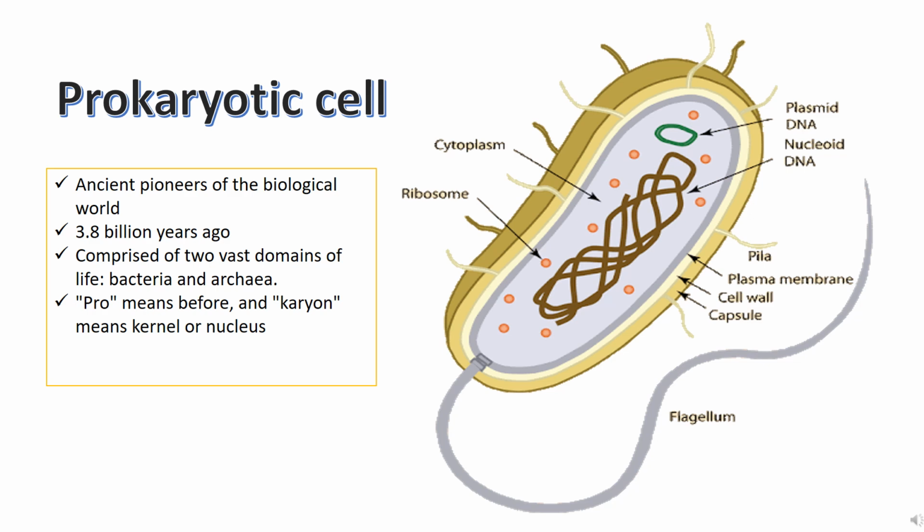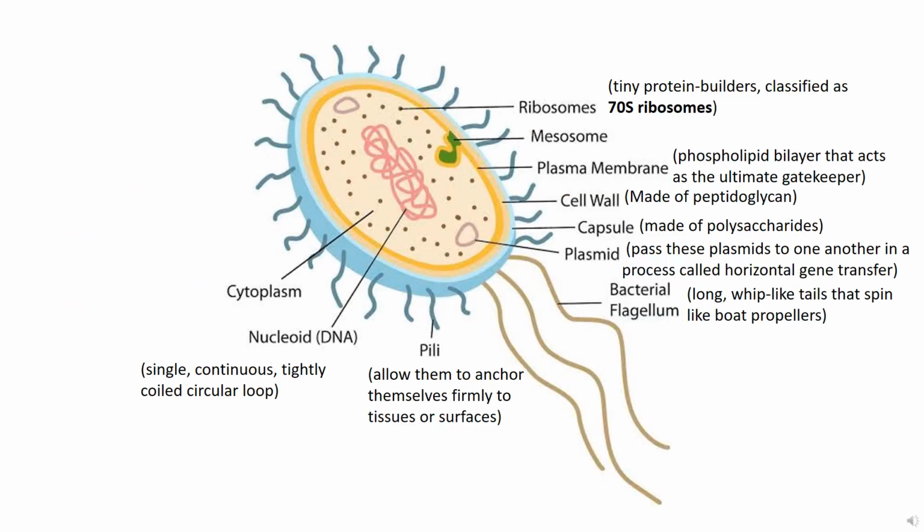If we peel back the layers of a typical rod-shaped bacterium, you won't find a centralized control room. Instead, you find a beautifully streamlined, efficient system designed for rapid survival and reproduction. Let's analyze its structure, starting from the absolute outside and moving inward. First is the capsule. Not all prokaryotes have this, but many pathogenic bacteria do. It is a sticky, slimy outer layer made of polysaccharides that acts like a camouflage cloak, helping the cell evade the immune systems of higher organisms and preventing the cell from drying out.